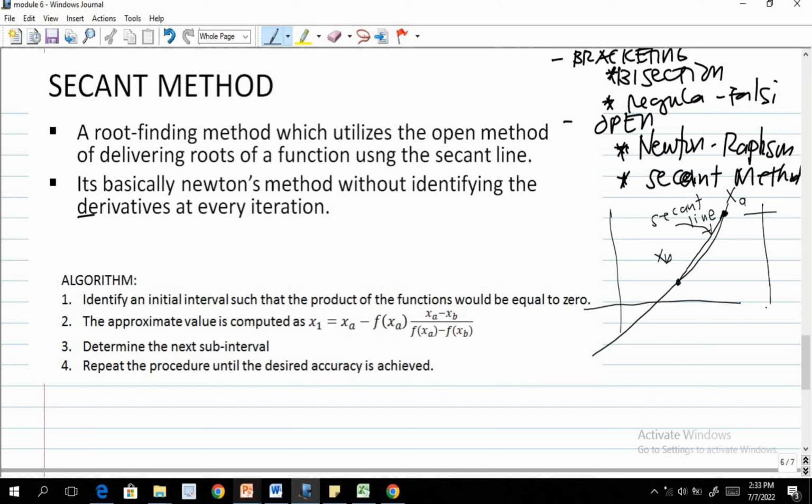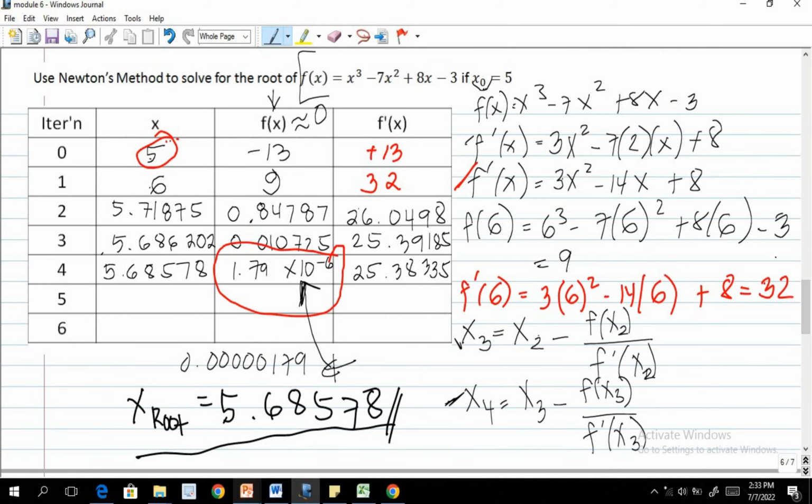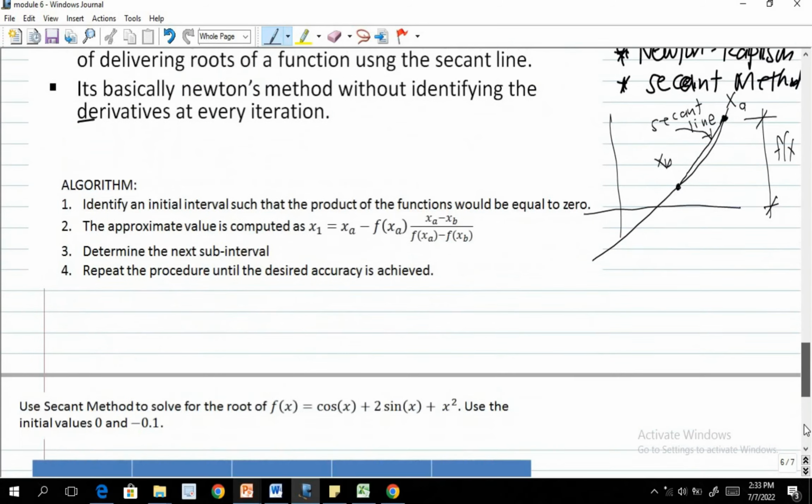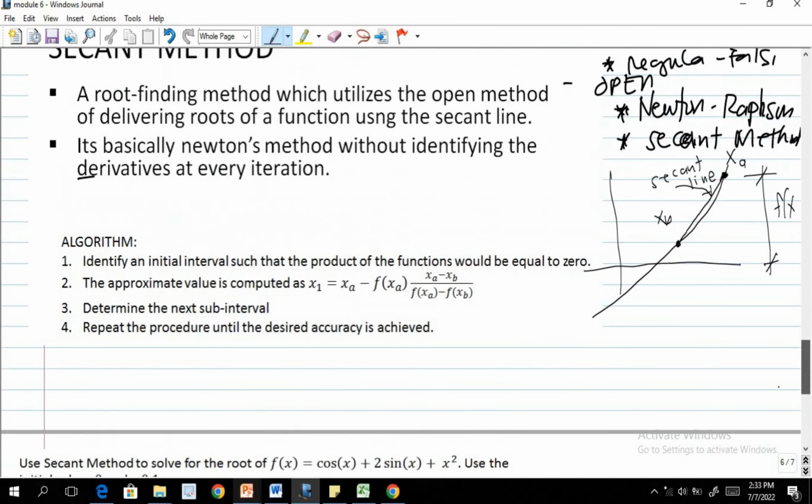Same, itong division na to, this is the function of XA. Sorry. This is the function of your XA. And here, this is the function of your XB. Now, you have to take note, ito ay si XA. Itong point na to is XB.